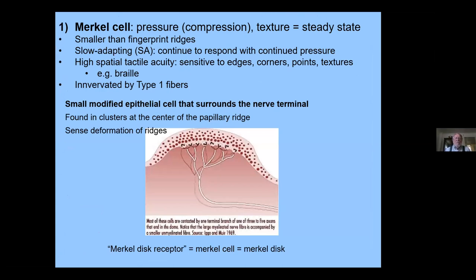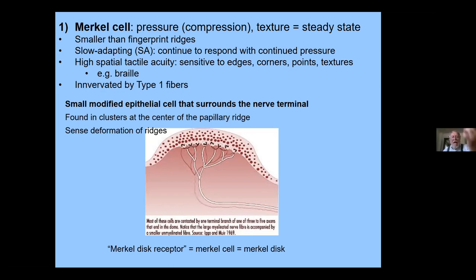So here is the Merkel cell. Basically, you can see that it's sitting just under those ridges. They're slow adapting. They will continue to respond with continued pressure. They have high spatial tactile acuity, and they are innervated by type 1 fibers. So the type 1 fibers are heavily myelinated.